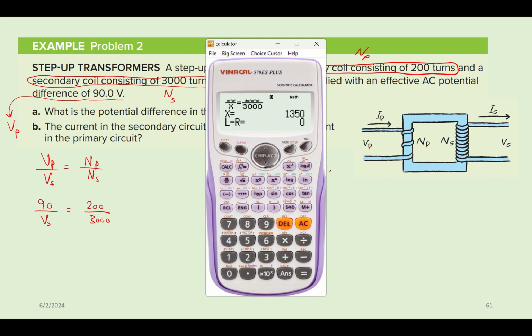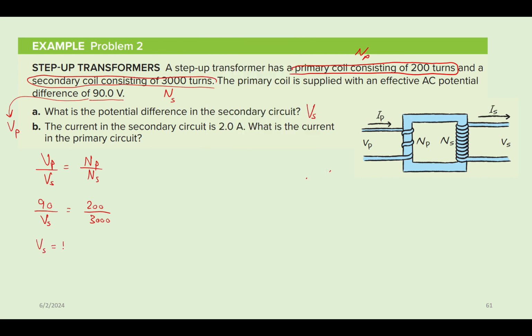So 1350. That means Vs was magnified to 1350 volts, was increased to this much. Or you can rearrange by cross-multiplying and then dividing by 200. So you'll multiply 90 times 3000 and divide it by 200.